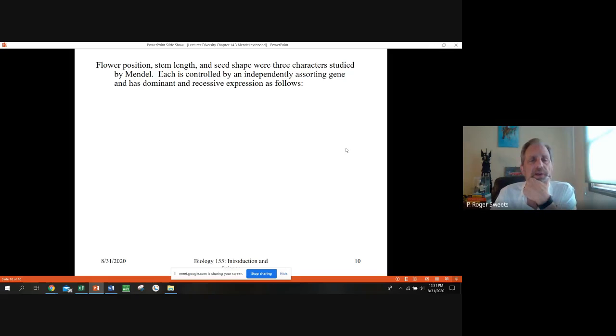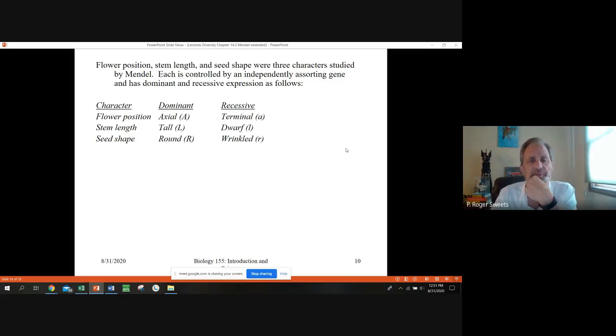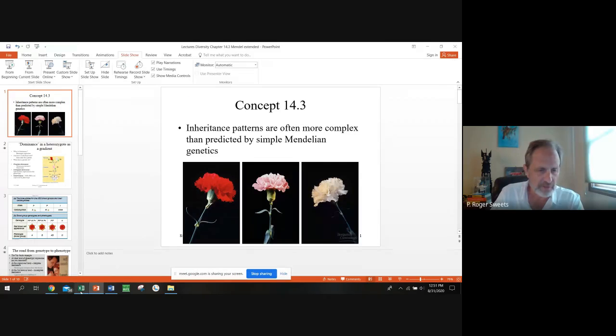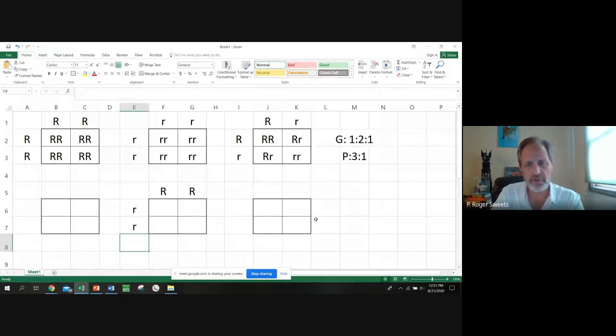Here we're going to look at flower position, stem length, and seed shape. These were three characters that were studied by Mendel. Now, to present you with some questions to do with the dihybrid cross, I'm going to take just a minute to talk about how we can understand this. So I'm going to change what's on my screen here. I think this will work. If not, I'll have to cut it out.